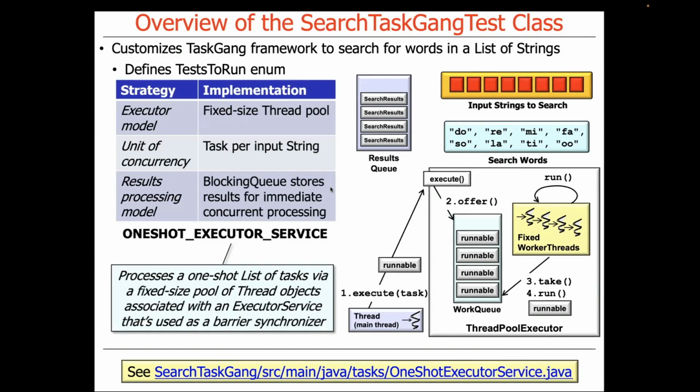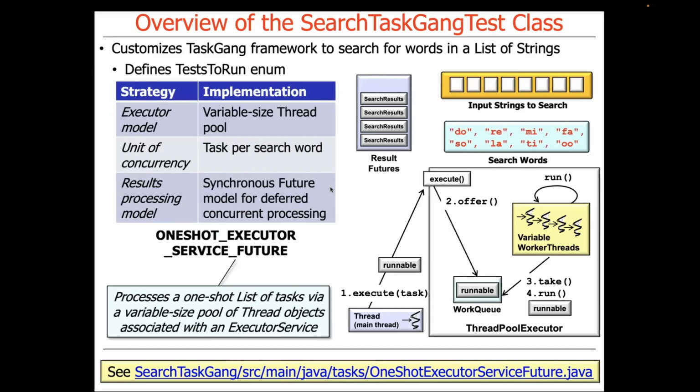We also have another example called the one-shot executor service. This implementation processes a one-shot list of tasks using a fixed size pool of thread objects that are associated with an executor service that's also used as a barrier synchronizer. So we're going to have a fixed size pool of threads as the executor model. We're going to have a task for each input string be the unit of concurrency. And the result processing model will use a blocking queue that stores the results for immediate concurrent processing. And we'll see how that gets done using the mechanisms we'll talk about when we look at that implementation in more detail.